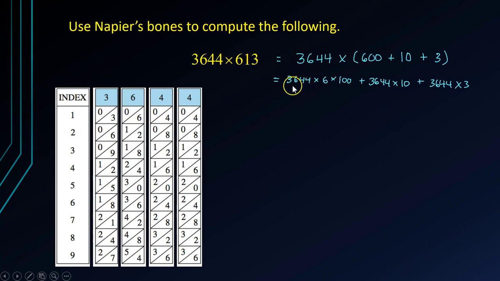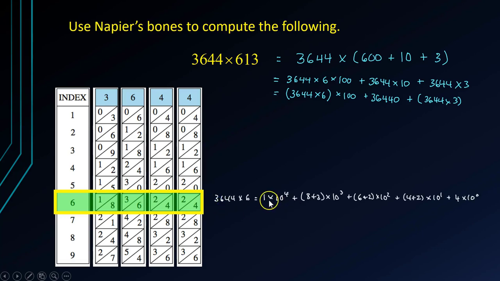But I want to group this with the 3644 times 6, because that's what the bones can help me work with. This becomes 36,440, so that's pretty straightforward. And of course the other thing I'm going to use the bones to do is 3644 times 3. So now I'm going to look at the index of 6. And this diagonal here would be my ones, my tens or 10 to the first, my 10 to the second, my 10 to the third or thousands, my 10 to the fourth or ten thousands.